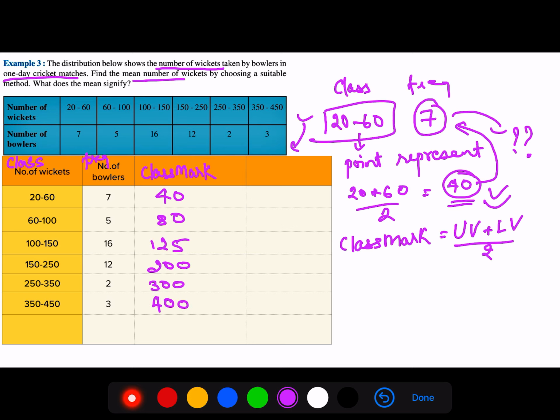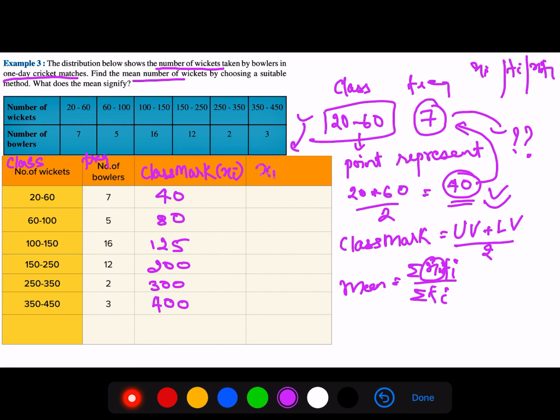Now this class mark is represented as xi, and the problem is simplified, as you would have done in your earlier classes. If you have a simple xi fi column, how would you calculate the mean? You would do xi fi, and your mean would be the summation of xi fi divided by the summation of frequency. The only difference is that in earlier classes these were the exact data points, but in this case x is your class mark, your estimate.